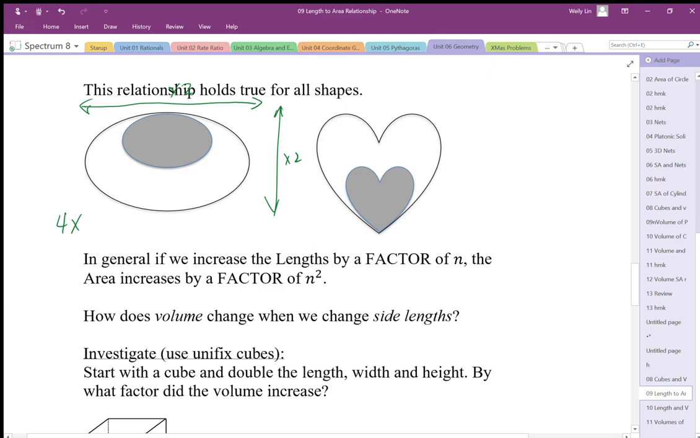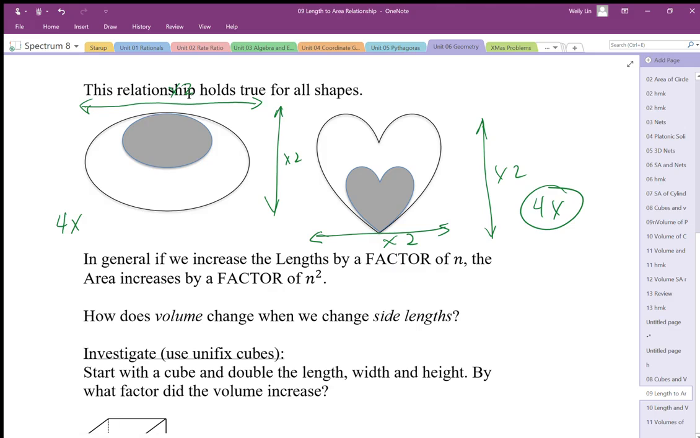Same with this one here. If I double the length, so I have times 2 this way. Okay, now although it's not a square, 4 of these is going to fit inside this heart. Okay, and times 2 this way. I'm going to have 4 times more area. Okay, so in general, we increase the length by a factor of n. The area increases by a factor of n squared.